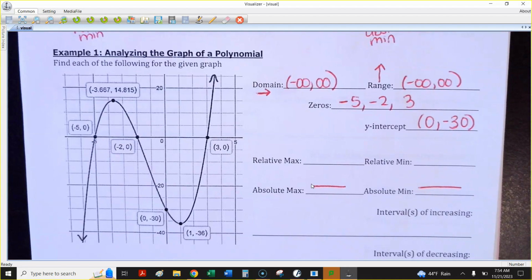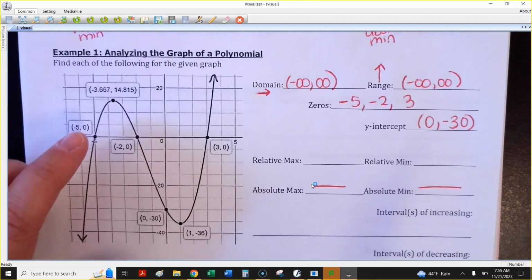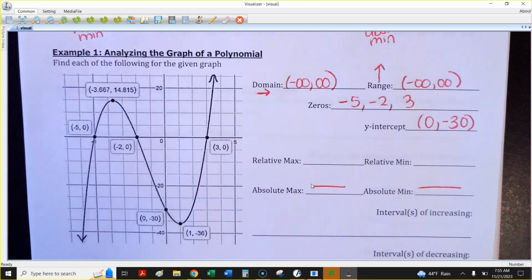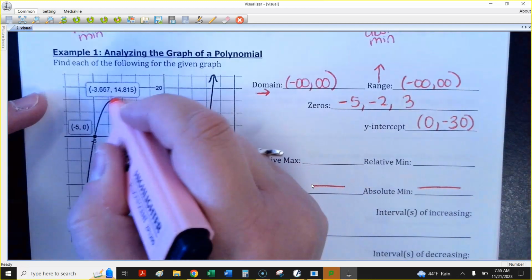Now, the relative max or min, this graph has both of those, and I just need the y value for that. So where do I have a relative maximum? Like what number would you tell me is a relative maximum on this graph? Just raise your hand and tell me which y value on that graph is going to be my relative maximum. What do you think? Yes, okay, now you're on the right point. So this is going to be my relative maximum.